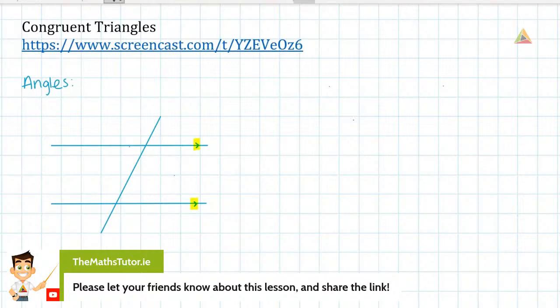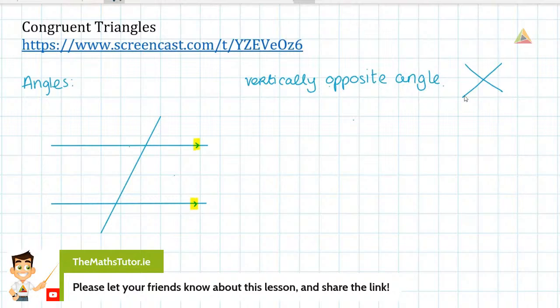So just to do a quick recap of some of these, we have something called vertically opposite angles. Vertically opposite angles are where we get two lines that cross and make a shape like an X. And when we get a shape like this, the angles that are opposite to each other are equal in size. So I can see that on this diagram where I have my two parallel lines and my transversal, this angle here will match this angle here, and this angle here will match this angle here. So there's vertically opposite angles there because I have two lines crossing.